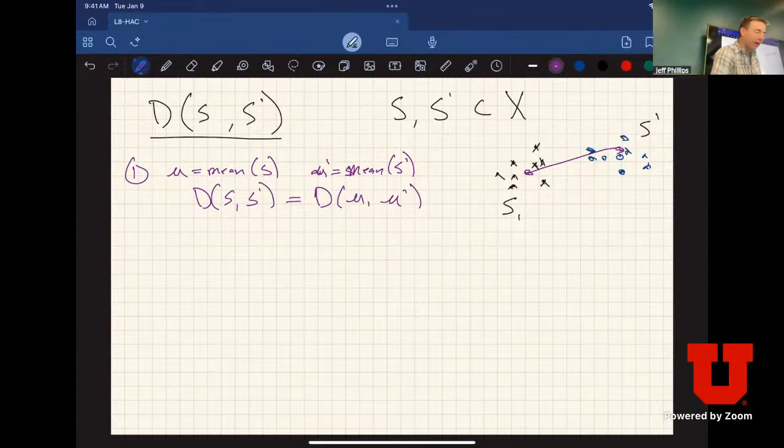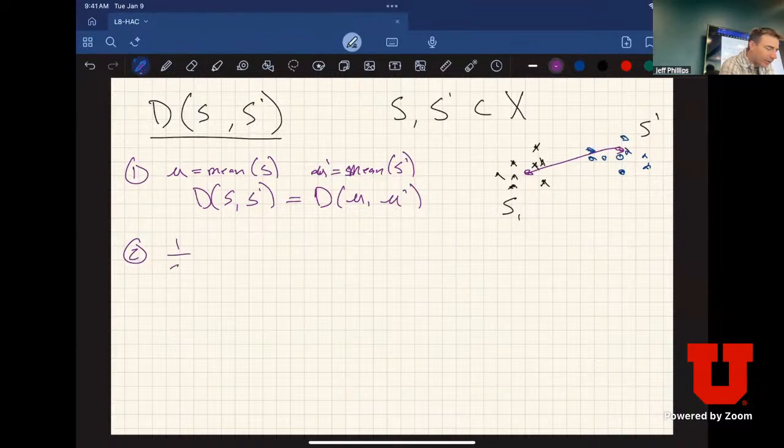What are other options? Yep. Maybe you could sum the distance between all the points between each set, and then you divide that by the amount of points in each set. Okay, right. So let me write down what you said.